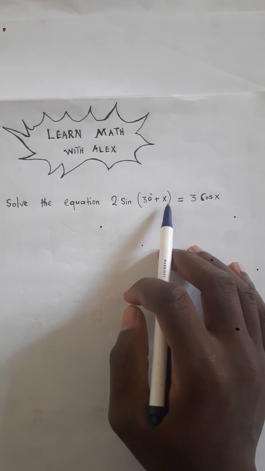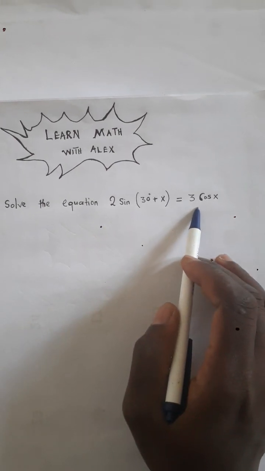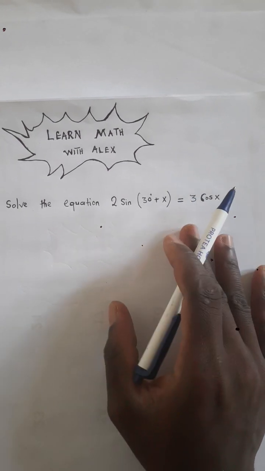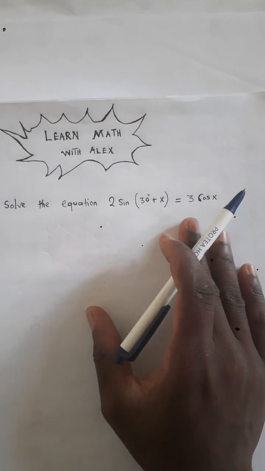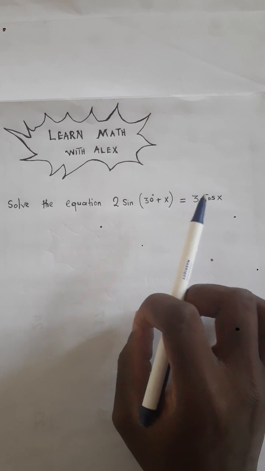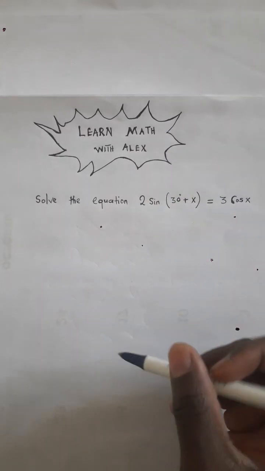It's very simple, guys. I'm sure by the time you're attempting to solve this kind of equation, you must have done special angles and compound angles, addition and subtraction for all the ratios: tan, sine, and cosine. So let's dive into it.